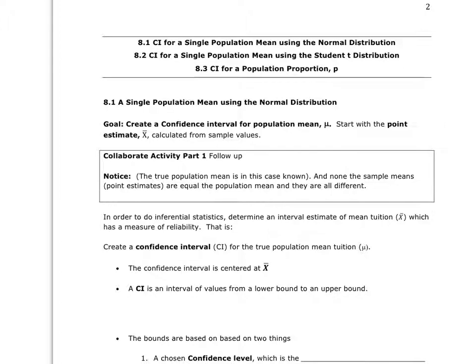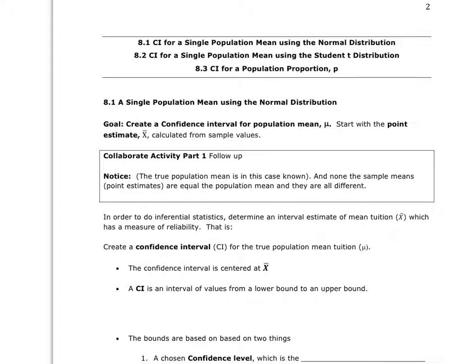So we'll start off with looking at confidence intervals for a population mean using the normal distribution. So our goal here is to create this confidence interval, this interval estimate of the population mean. And we're going to start with our point estimate, x bar, that we calculate from sample values.